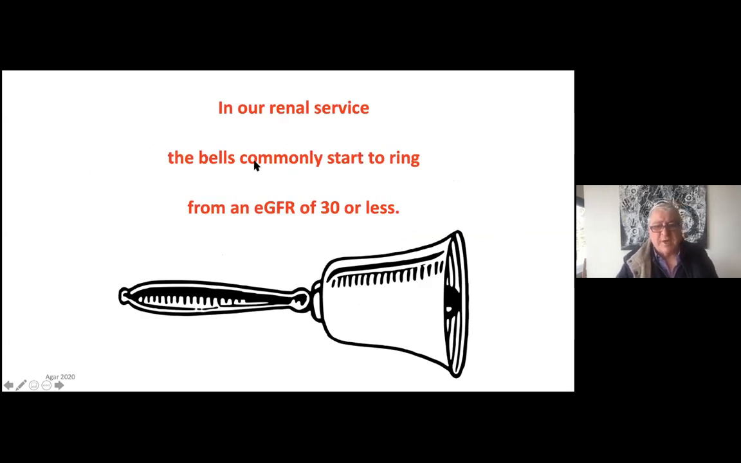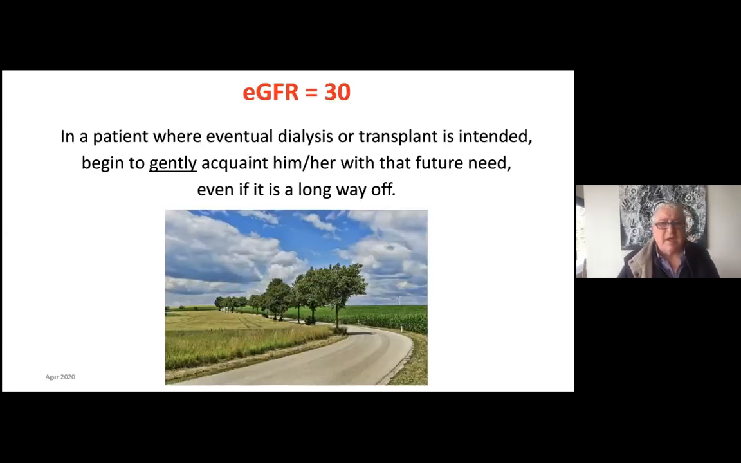In our renal service, however, bells do start ringing once the eGFR is 30 or less. Our ears prick up and we think, what's going to be best for this patient? We start the discussion with them and their family. In a patient whose eGFR is 30, where eventually dialysis and transplantation is intended, we just begin to gently acquaint them with the fact that yes, kidney function is declining and it may not last you as long as you want to last, even if that's a long way off.